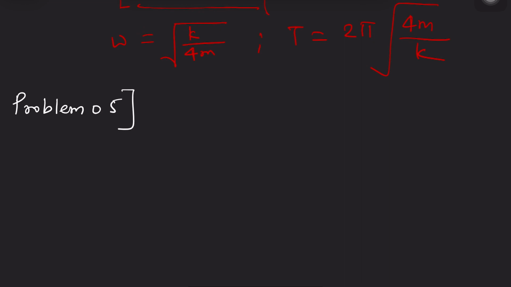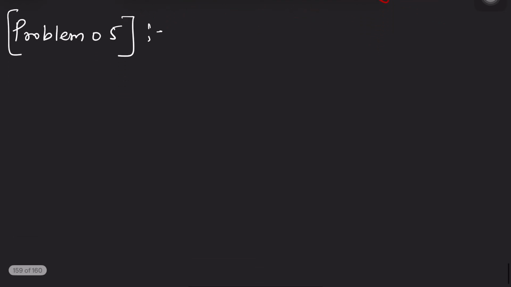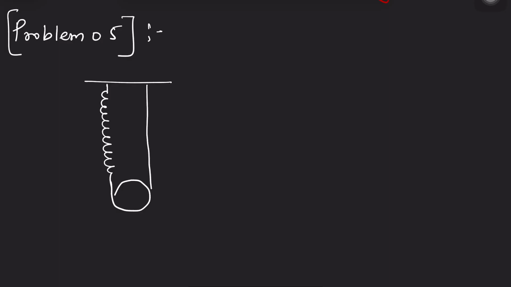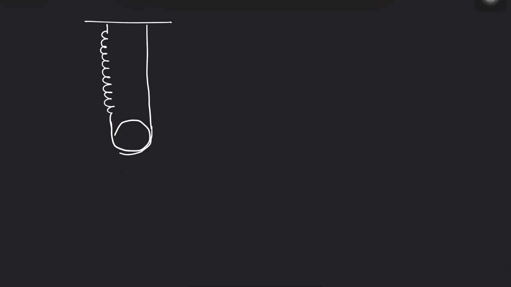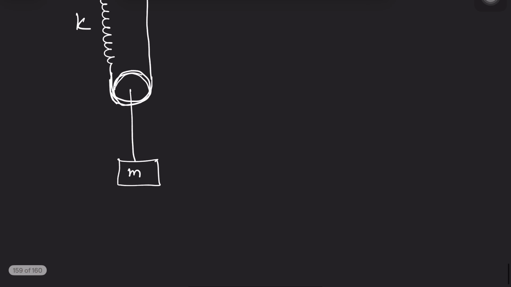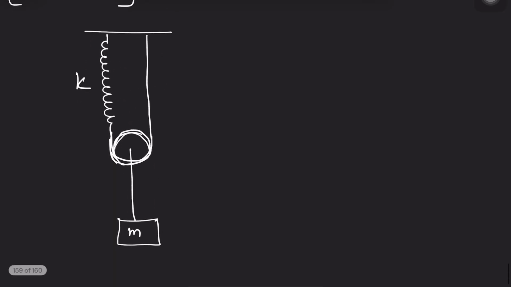So problem number 5. In this problem, if you want, you can try by yourself. This is a spring, connected to a string, and this is k, and this is a pulley, and there is a block m. We have to find out the time period of the block's SHM if it is displaced slightly from its mean position. That is the question for you. If you want, you can try by yourself. I'm going to discuss this question.